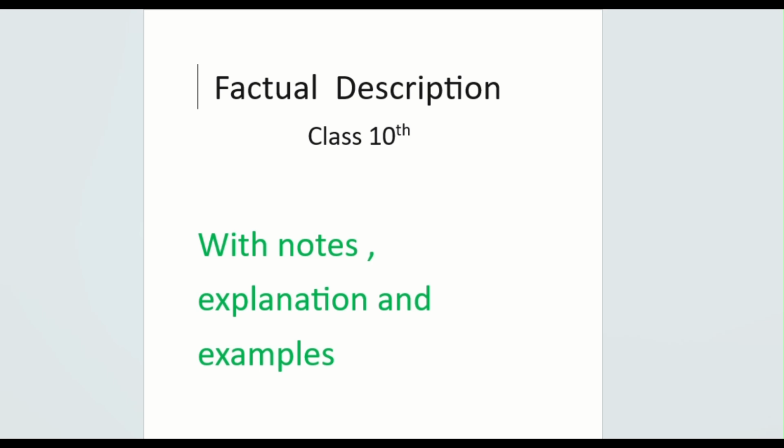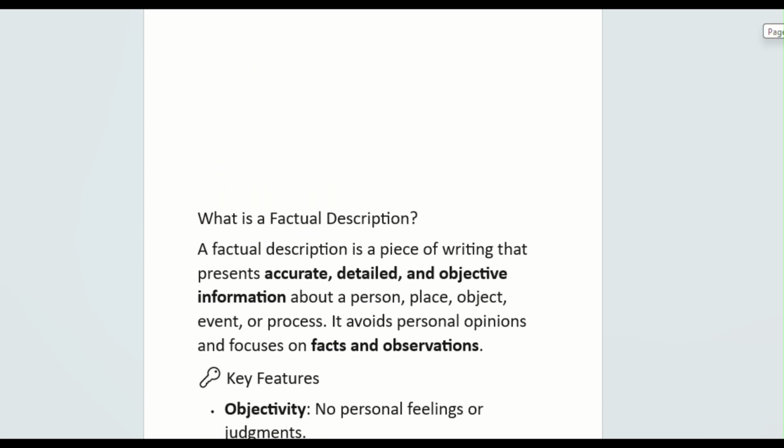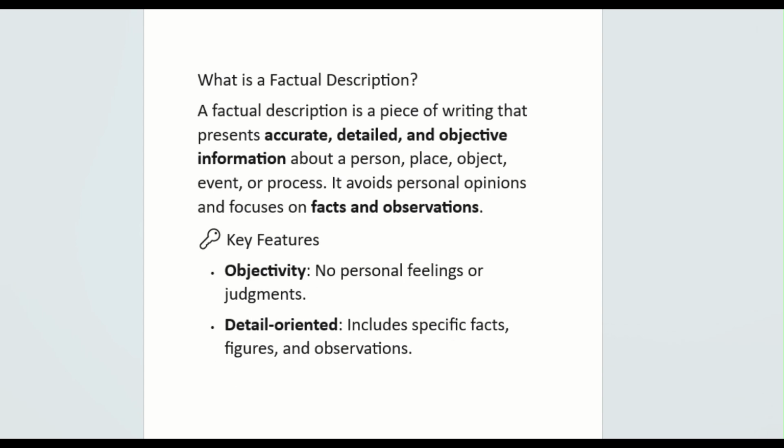So guys, as we all know, factual description may appear to you as very tough, but it is not actually. So what actually is factual description? Factual description is a piece of writing that presents accurate and detailed objective information about a person, place, object, event or process. It avoids personal opinions. So always try to avoid your personal opinions, feelings or judgment, right? So that is a factual description.